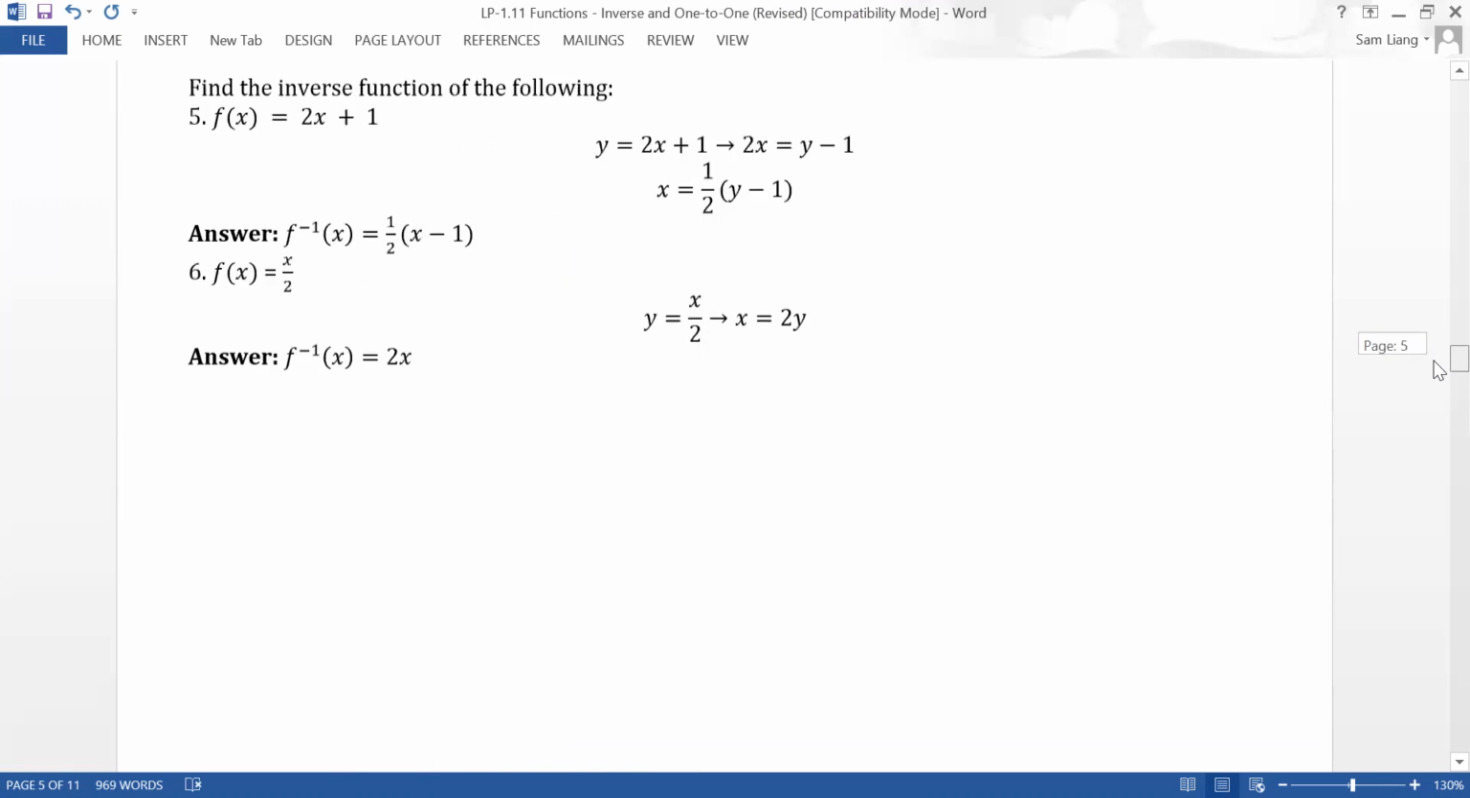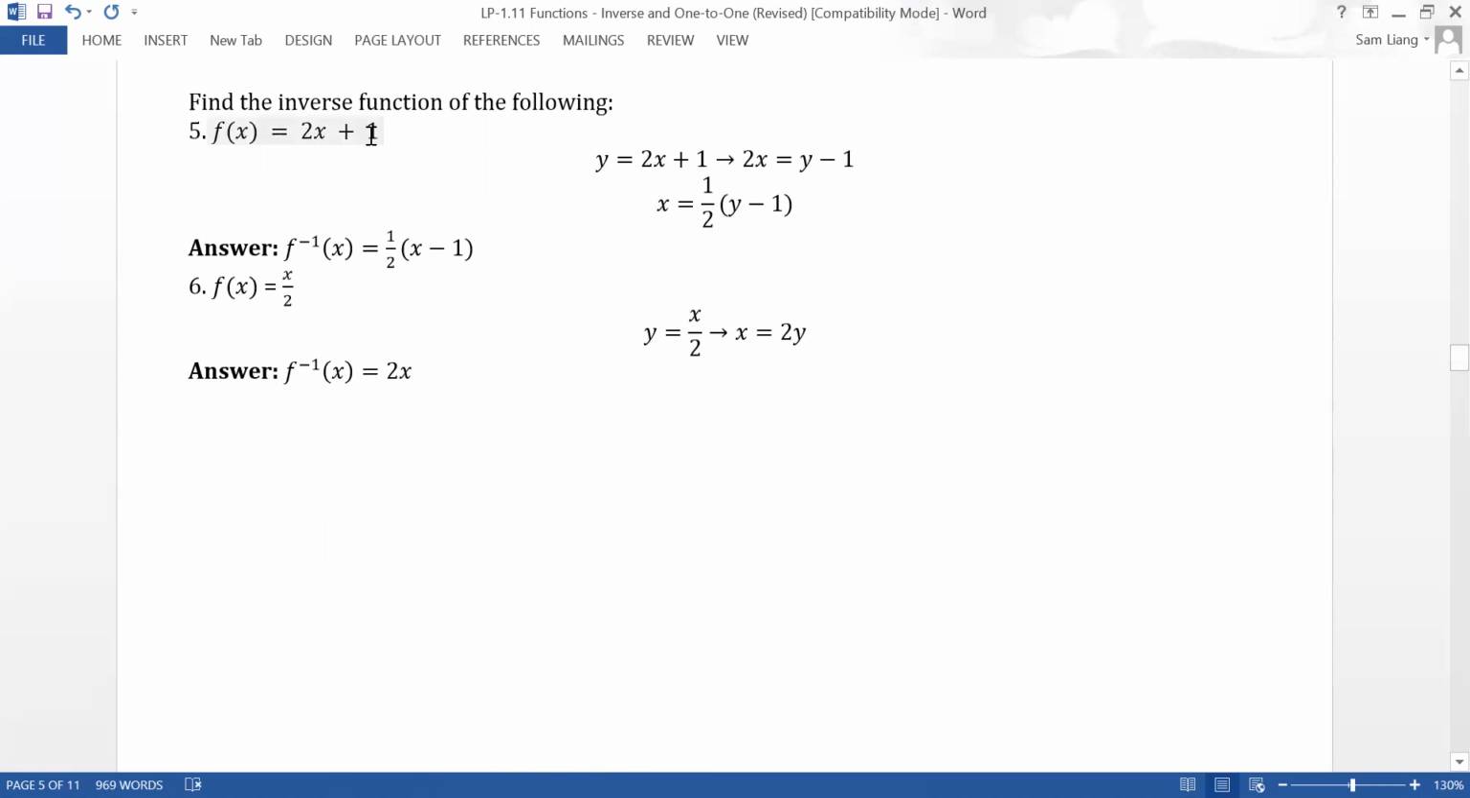Okay, so 5 and 6, we have to find the inverse of the following. So 2x plus 1. So these are going to be pretty simple. Okay, so first I wrote f of x as y. So y equals 2x plus 1. And then I'm actually going to switch the variables first. Oh, sorry, I didn't switch. I just switched the sides. So I just subtract 1 from both sides. You get y minus 1 equals 2x. I just switched the equal sign, right? And then I'm going to divide both sides by 2 to get x equals 1/2 times y minus 1.